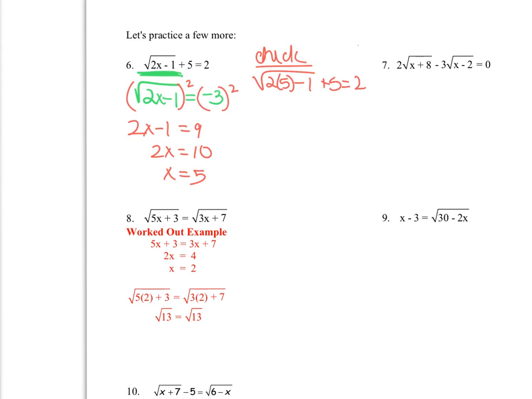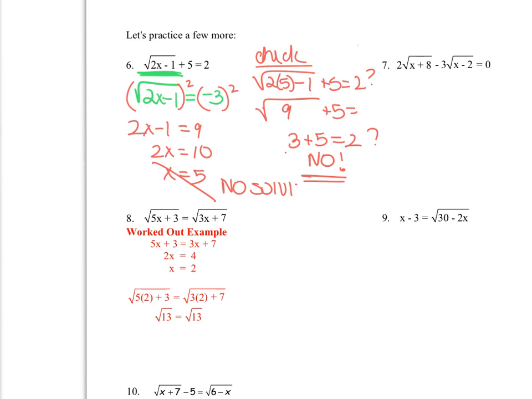So the way we check it, plug it in. And you're going to ask yourself, does this equal a +2? So you get the square root of 10 minus 1, which is the square root of 9, which is 3. Does 3 plus 5 equal 2? The answer is no. So this does not work, and our answer is no solution. So what does that mean? It means one of a few things, a few ways you can look at it. If you were to graph this as your y1 and you were to graph this as your y2, they will never cross. That y1 will never equal a value of 2.